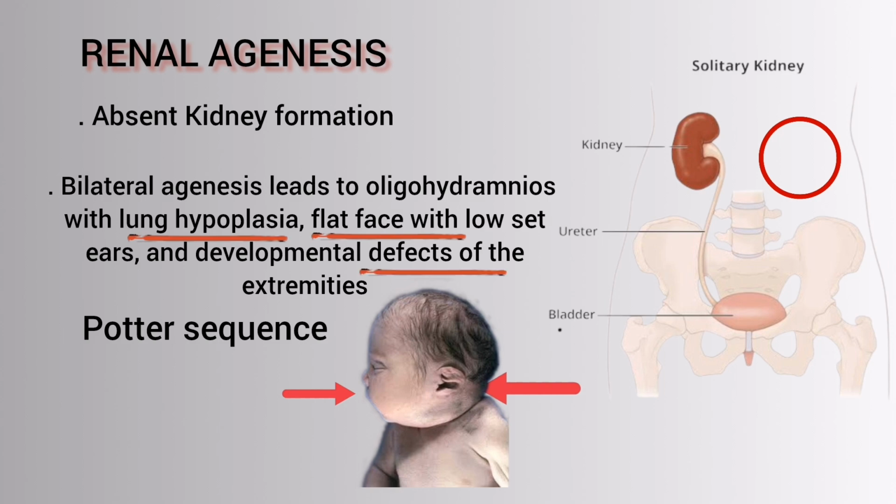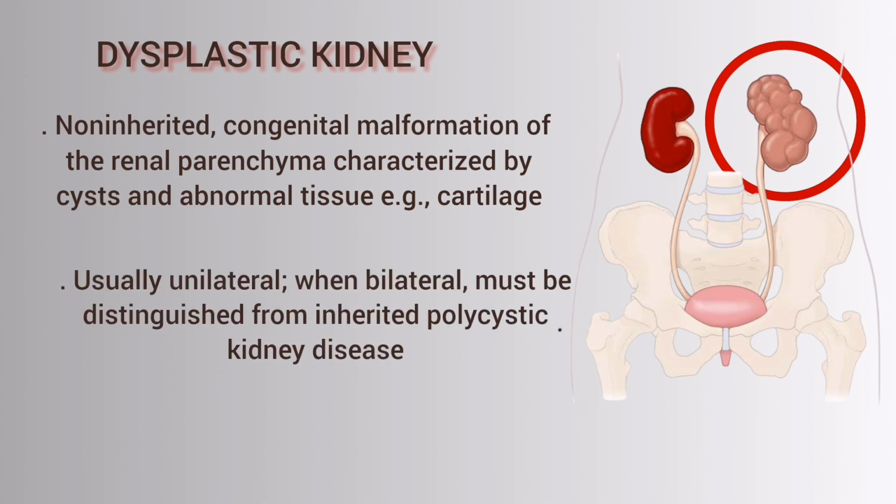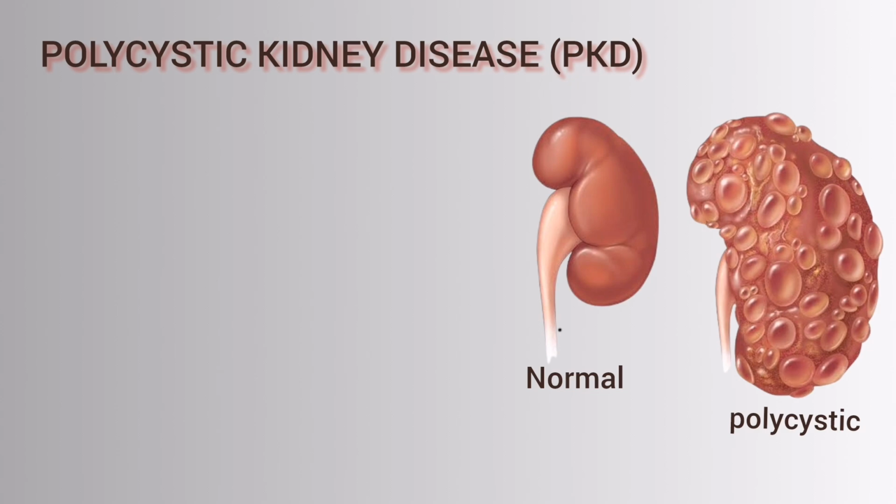The next is the dysplastic kidney. Non-inherited congenital malformation of the renal parenchyma characterized by cysts and abnormal tissue such as cartilage. Usually unilateral; when bilateral, it must be distinguished from the inherited polycystic kidney disease. So this is an important point. The next discussion is the polycystic kidney disease.